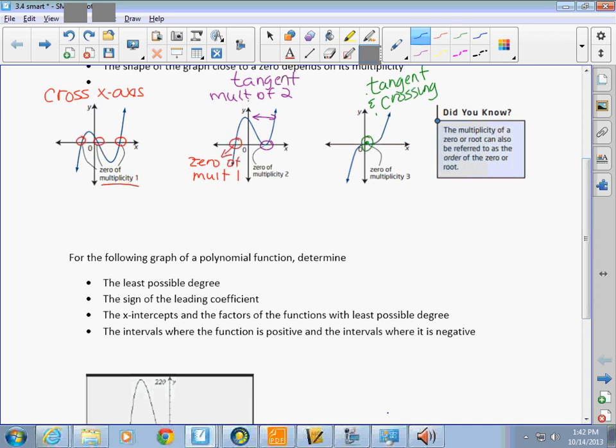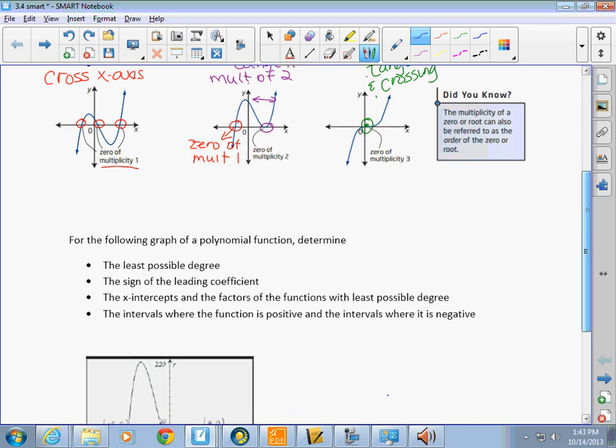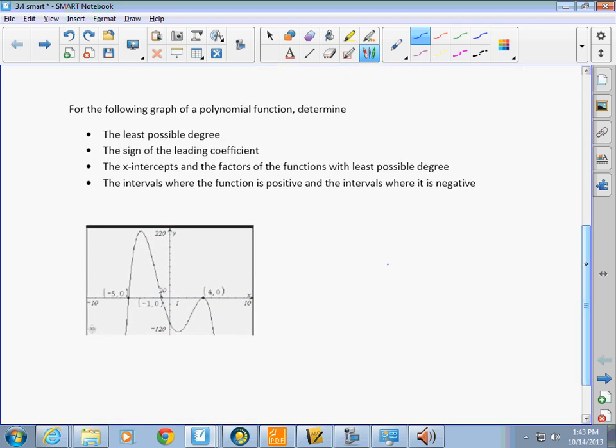Okay, so knowing that the number of times it crosses or is tangent on a graph will give us the degree. If we know that, then we can find out what the possible degree of a function is, and then we can also figure out the leading coefficient, x-intercepts, and describe the end behavior for the graph. So if we call these A, B, C, and D, the 4 things we're going to do here. So the least possible degree.